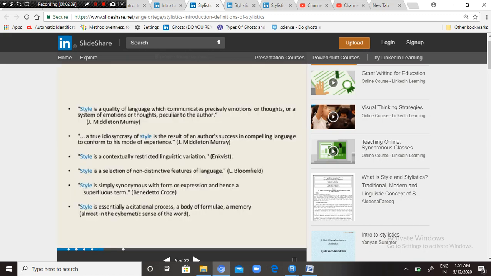Style is the quality of language which communicates perceivably emotions or thoughts, as styles of emotion or thoughts peculiar to the author. A true index of style is the result of an author's success in accommodating language to conform to his mode of experience. Style is a contextually restricted linguistic variation. Style is a selection of non-distinctive features of a language. Style is a simple synonym for form or expression, and hence a superfluous term. Style is an ascensional and citational process, a body of formulas, a memory almost in a syntactic sense of the word.